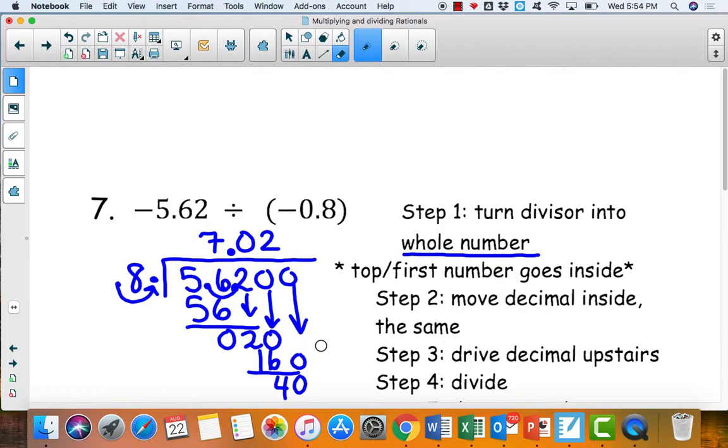Baby eraser. Okay. So how many times does 8 go into 40? 8 goes into 40 5 times. I have a negative divided by a negative, or 2 negatives, an even number of negatives. My final answer, 7.025.